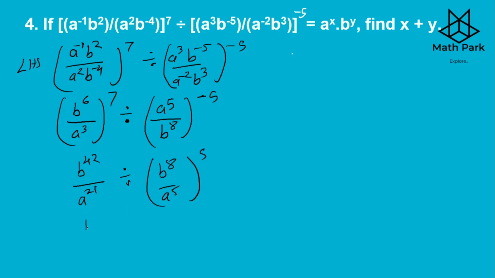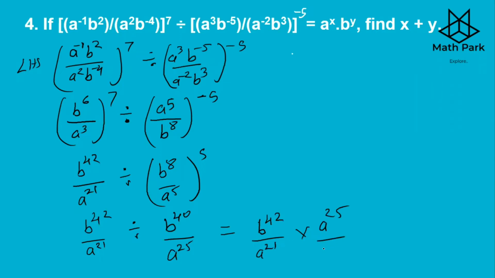So this again becomes b raised to 42 upon a raised to 21 divided by b raised to 8 fives are 40 upon a raised to 5 into 5, which is 25, a raised to 25. We use the law (a^m)^n is equal to a^(mn). So we make the inverse of this. Doing the inverse of this, we have b raised to 42 upon a raised to 21 multiplied by a raised to 25 upon b raised to 40.